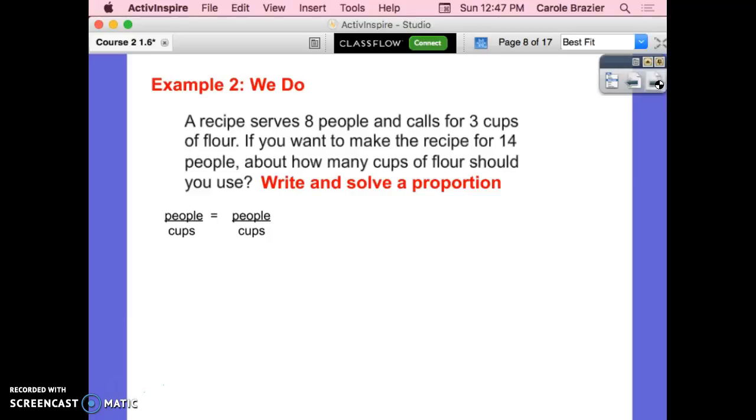Okay, welcome back. So a recipe serves 8 people and calls for 3 cups. So that's my people, there's my cups. If you want to make the recipe for 14 people, so my people are still on top, I don't know how many cups that'll take.